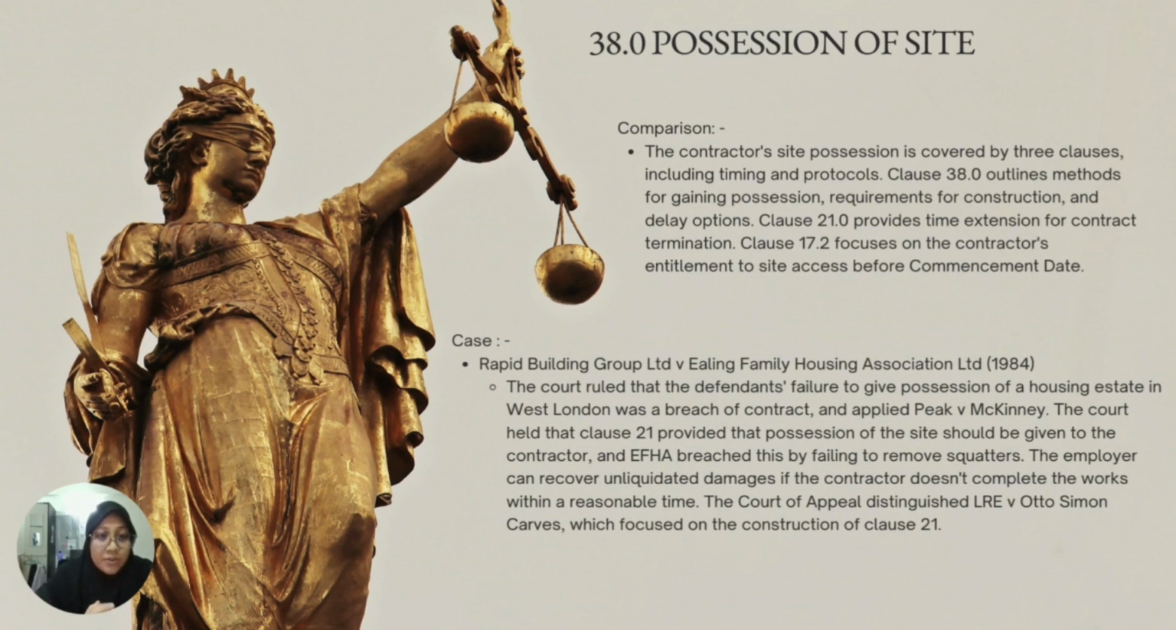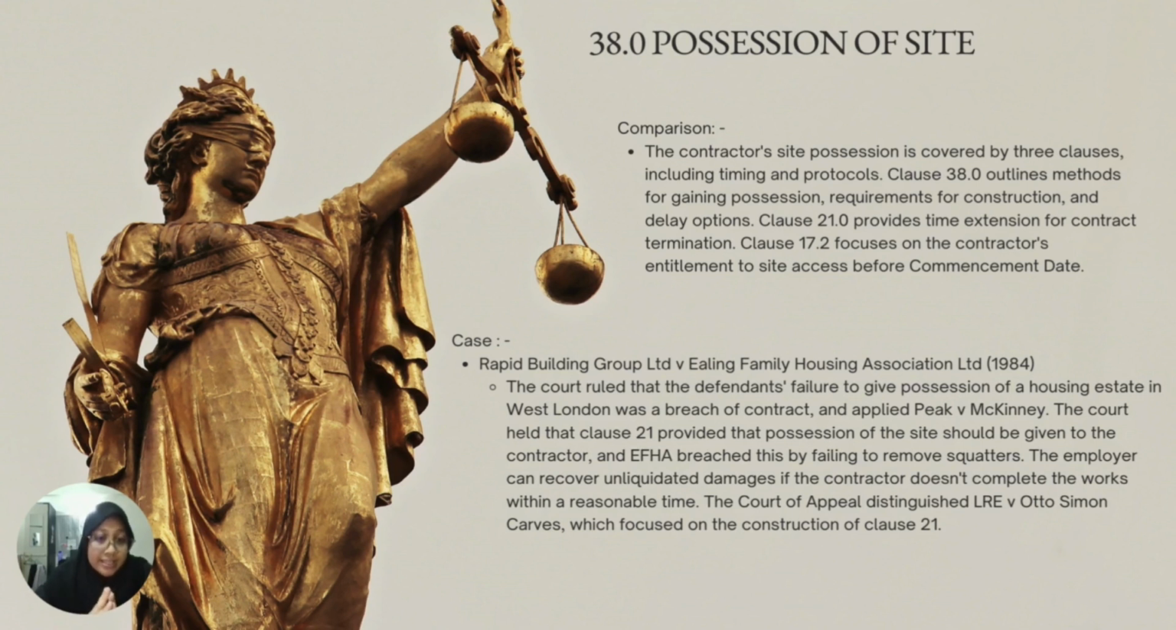Next, I'm going to explain regarding the position of site. The contractor's site position is covered by three clauses, including timing and protocol. Clause 38 in PWD outlines the method for gaining possession, requirements for construction, and delay options. Clause 21 in PEM provides time extension for contract termination, while Clause 17.2 in CIDB focuses on the contractor's entitlement to site access before the commencement date.